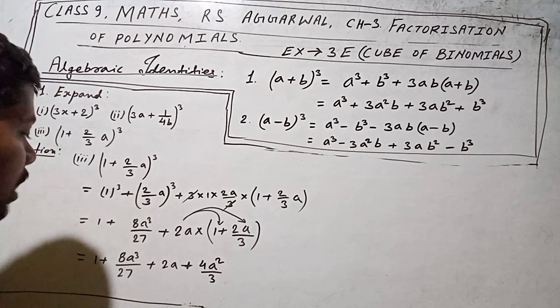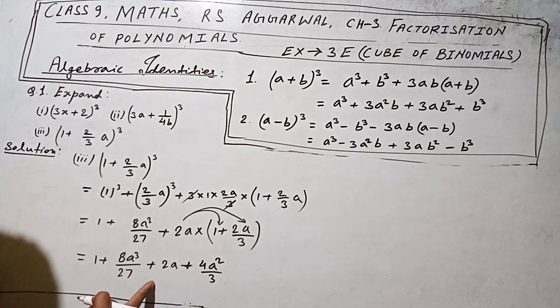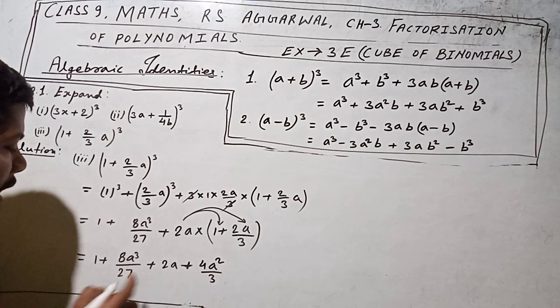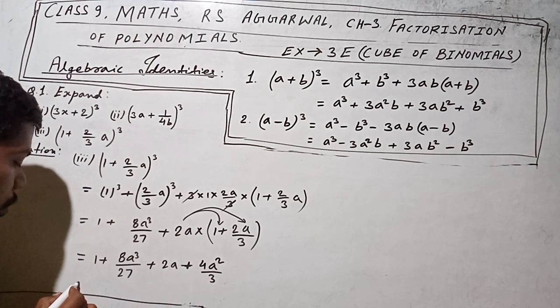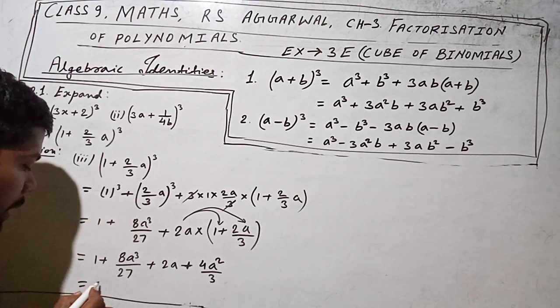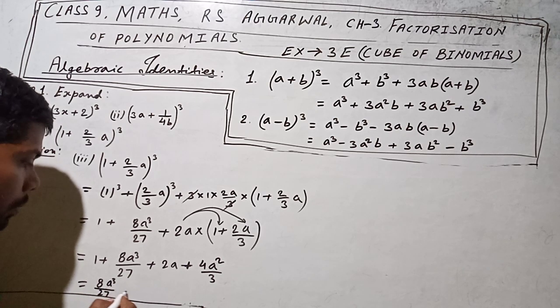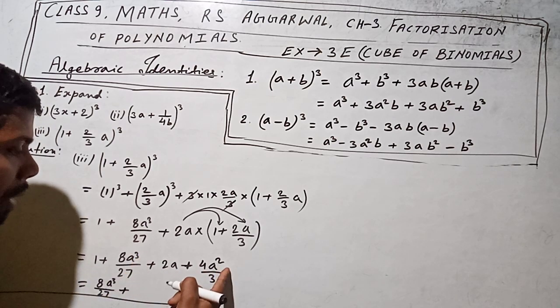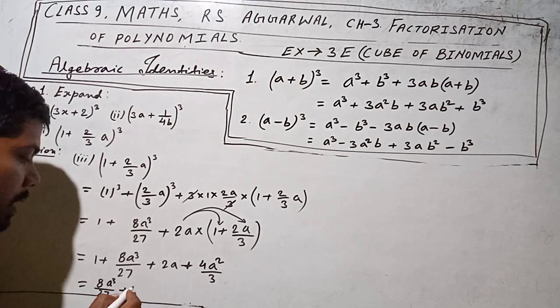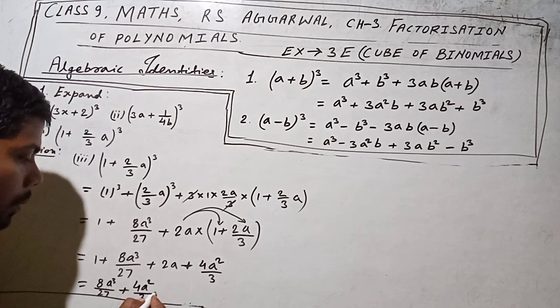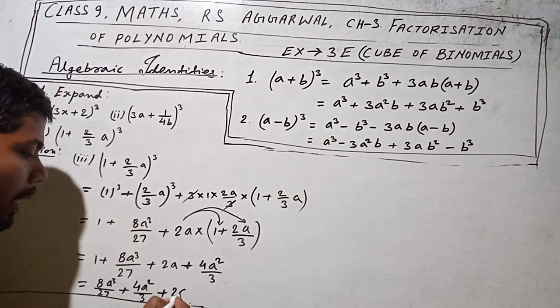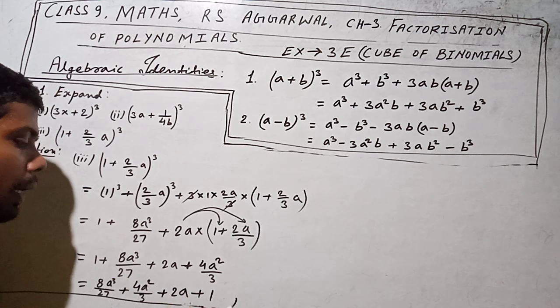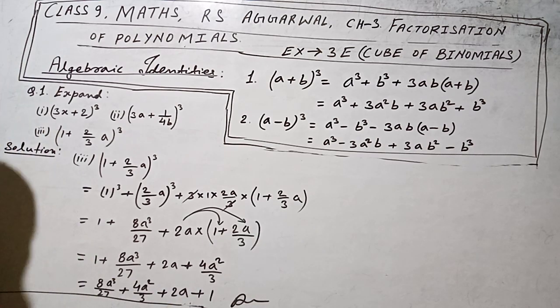Now we will arrange the terms of this polynomial in the descending powers of the variable a. So arranging, first we write 8a cube by 27, plus, the power is 3 here and the power 2 is in this term, so we write this term next, 4a square by 3, then plus 2a, and finally plus 1, and hence this is the required expansion. Thank you.